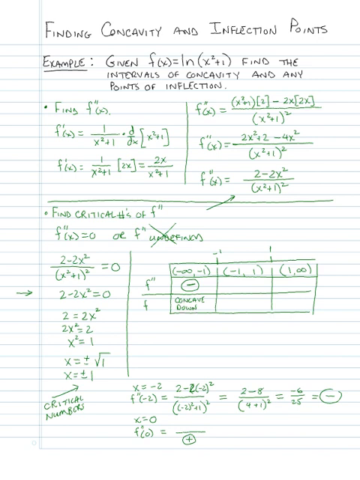Now, when we put 0 for x in the numerator, we're going to have 2 minus 0, aren't we? So we're just going to end up with a 2 on top. But still, that's positive. So the second derivative is positive in this middle interval. So that tells us the function is concave up.